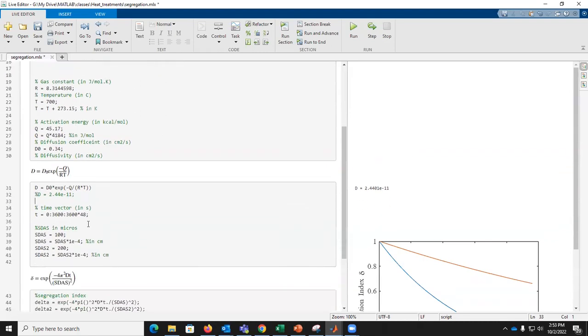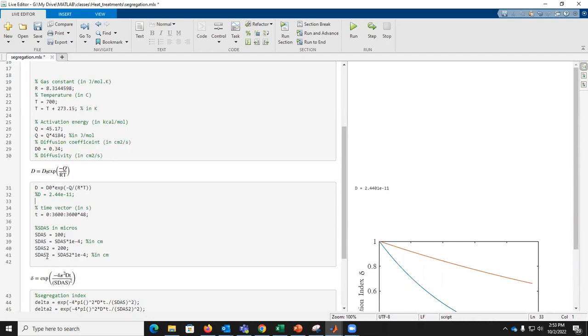Now, we want to see this in terms of time, at different times. In this case, time must be in seconds for this equation. So that's what I'm putting here, a time vector for hours, but in seconds. It goes from 0 to 48 hours, but I multiply by 3600 to account for seconds. So the time vector goes from 1 to 48 hours, but in seconds.